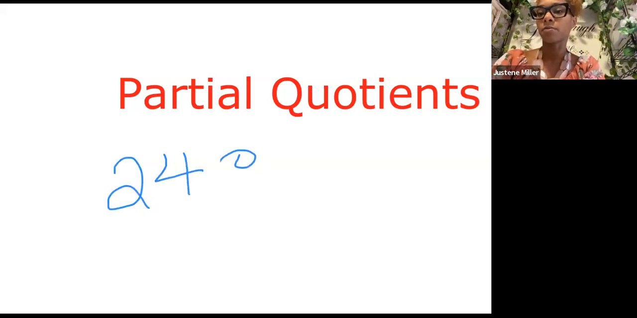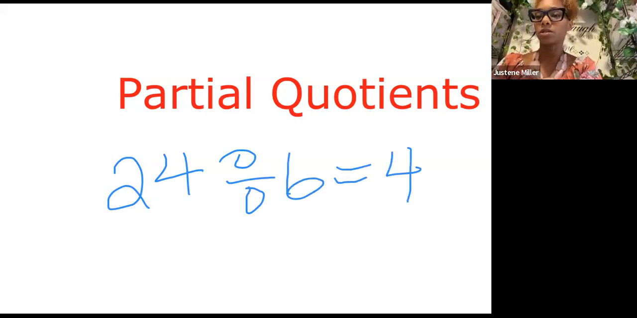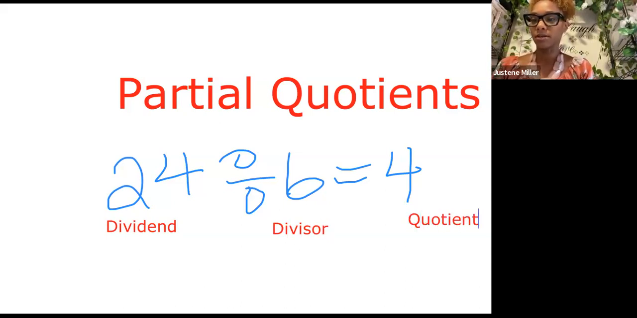So let's say I'm starting with 24 divided by 6 equals 4, right? We should know that the first number, or the number that is our total, is called our dividend. And then what we're dividing by is our divisor. And then the answer we get will be called our quotient. So when I speak in terms today, you're going to hear me say dividend or total, and then you'll hear me say divisor, and then we'll say quotient. So let's get started.